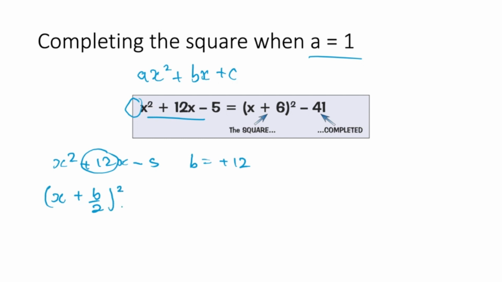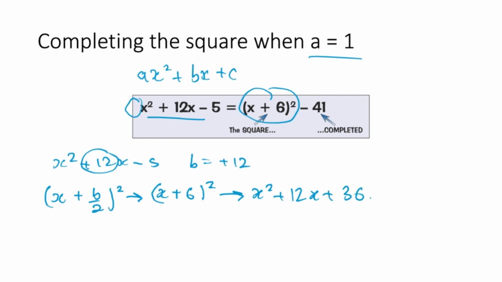x plus b over 2, squared. This will form your perfect square, which is this. So you have your b value, you plug in your b value, so this will become x plus 12 over 2, which is 6, all squared. After that, you expand this perfect square. So then this will become x squared plus 12x plus 36.